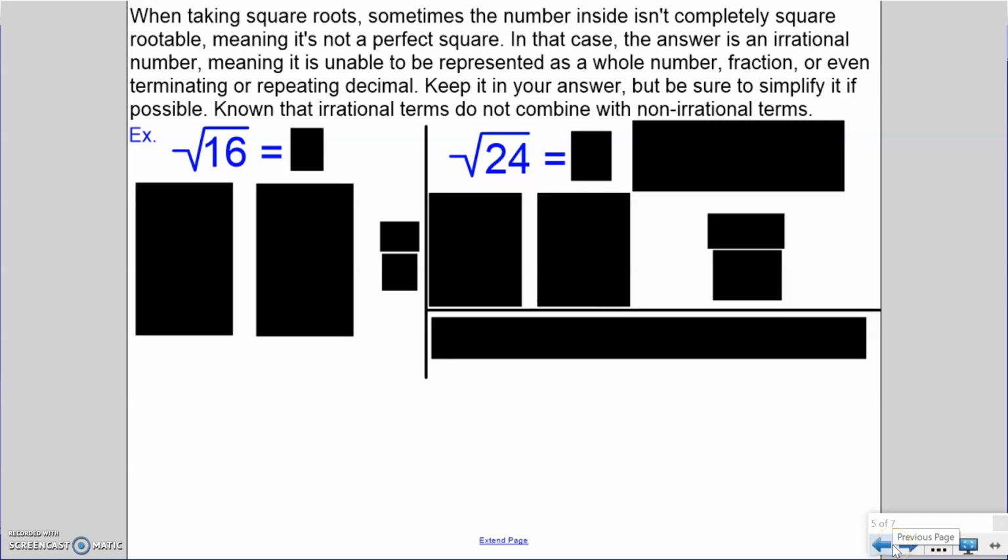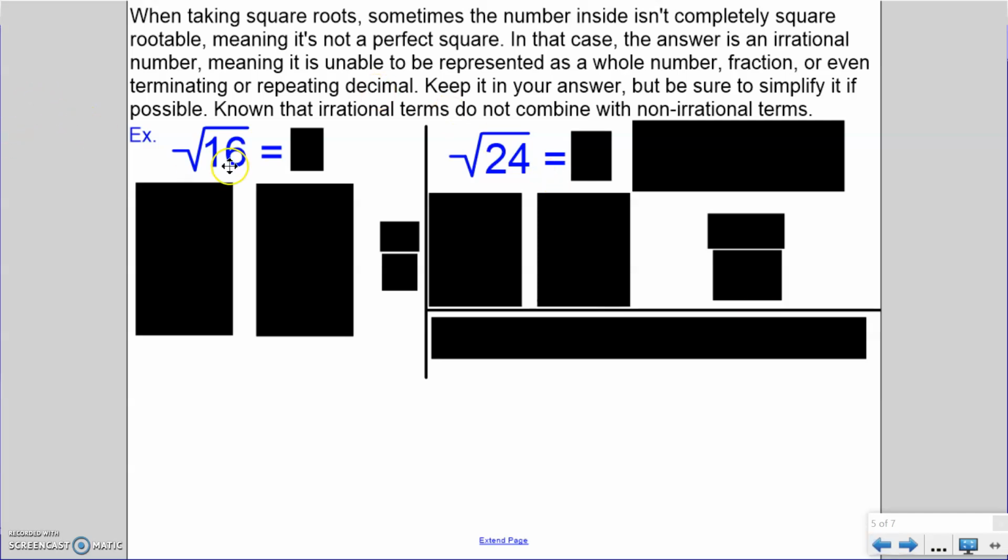Alright, also when taking square roots, sometimes the number inside isn't completely square rootable, meaning it's not a perfect square. In that case, the answer is an irrational number. That means it is unable to be represented as a whole number, fraction, or even as a terminating or repeating decimal. Keep it in your answer, but be sure to simplify if possible. And know that irrational terms do not combine with non-irrational terms.